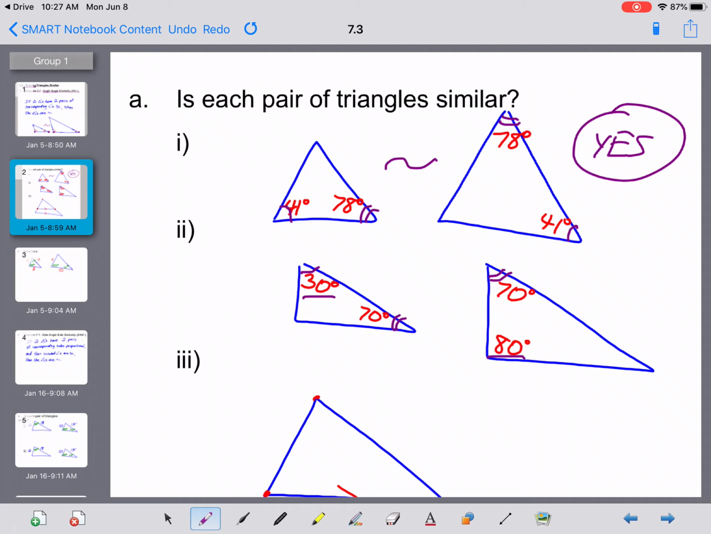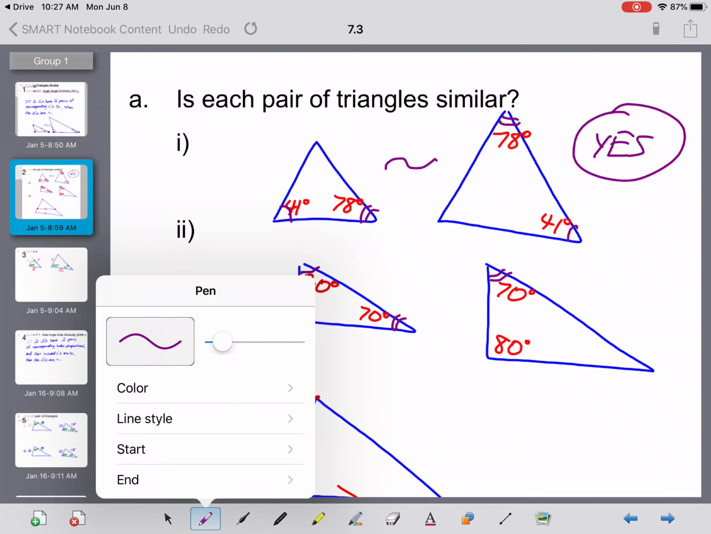So it sure looks like these triangles do not have two pairs of congruent angles, and therefore you would think that we would have to say that they are not similar. But things get a little bit more interesting here, guys. What we need to realize is that the angles we've been given might not necessarily be corresponding angles.